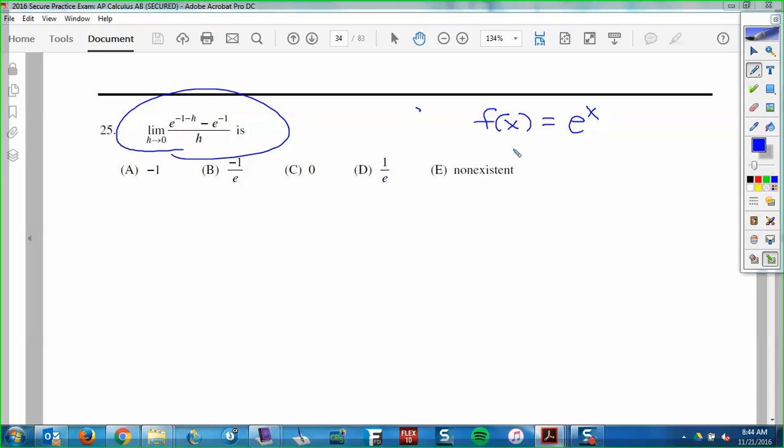And then what's the derivative of e to the x? It's its own derivative, right? And what number are we doing the derivative at? -1. We're doing the derivative at -1. So you put a -1 in here, you get e to the -1, which is 1 over e. There's your answer right there.